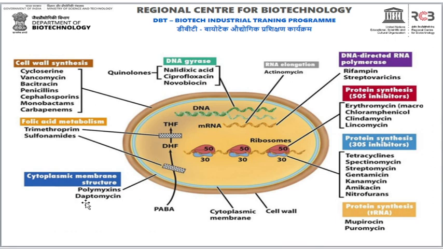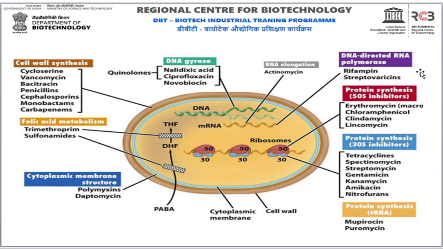Next are polymyxin and daptomycin. They will be inhibiting the cytoplasmic membrane structure. Next, with regard to quinolones like nalidixic acid, ciprofloxacin, and novobiocin, they will be inhibiting the process of DNA replication by attacking the DNA gyrase enzyme and topoisomerase. Next is actinomycin. Actinomycin, rifampicin, and streptovaricin are called transcription inhibitors. Actinomycin inhibits the process of RNA elongation, and rifamycin and streptovaricin stop the transcription process by binding to DNA dependent RNA polymerases.